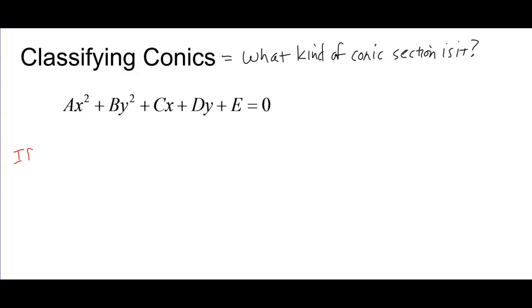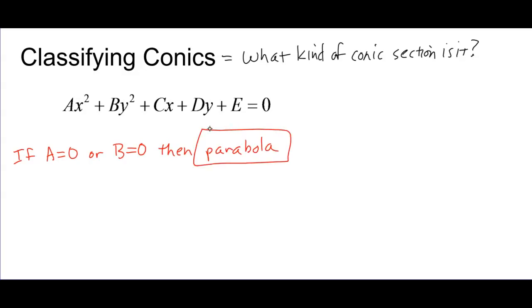So the rule we can get out of this for parabolas is that if a is 0 or if b is 0, then the shape you're looking at is a parabola. Okay, that's a pretty simple rule for parabolas at least. Now let's think about ellipses.